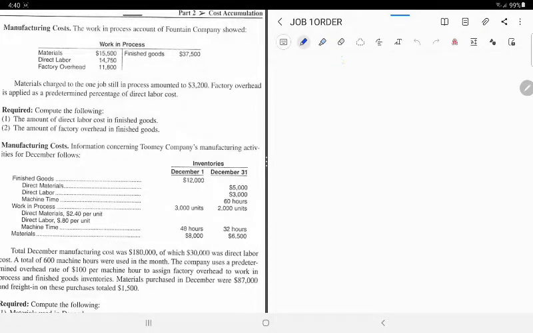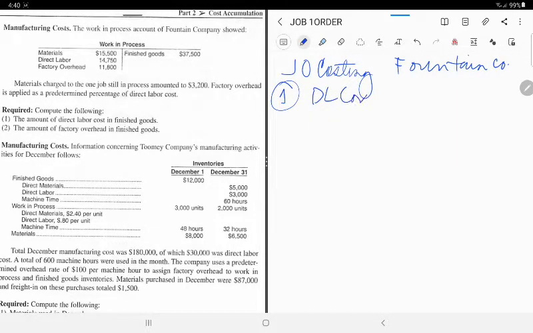Students, so we will be discussing job order costing and a sample problem. In this case, we have a problem for Fountain Company. What is required? That's the first thing we have to know. We need to determine the direct labor costs charged to finished goods, and we need to know the amount of factory overhead charged to finished goods.